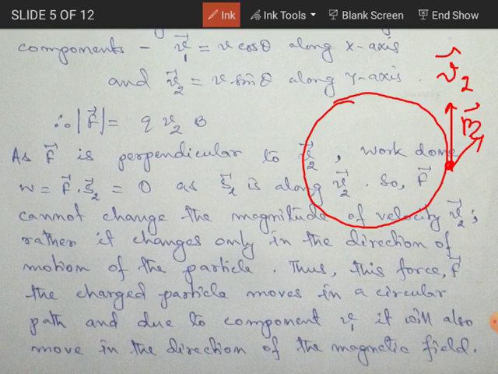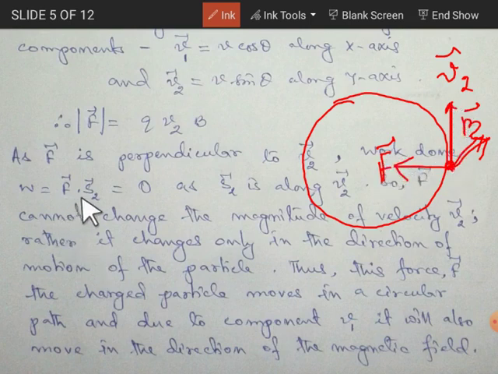Now the force experienced will be perpendicular to both of these, V2 and B, right? So the B vector and V2 vector are perpendicular, which means the force will be acting here. There will be no force along this line. The force is acting in this direction, perpendicular to V2 as well as perpendicular to the magnetic field. So as the force F is perpendicular to the velocity, there will be no work done in the direction of V2 by this force, and so no change in the velocity of V2. Why? Because there is no work done here due to this force.